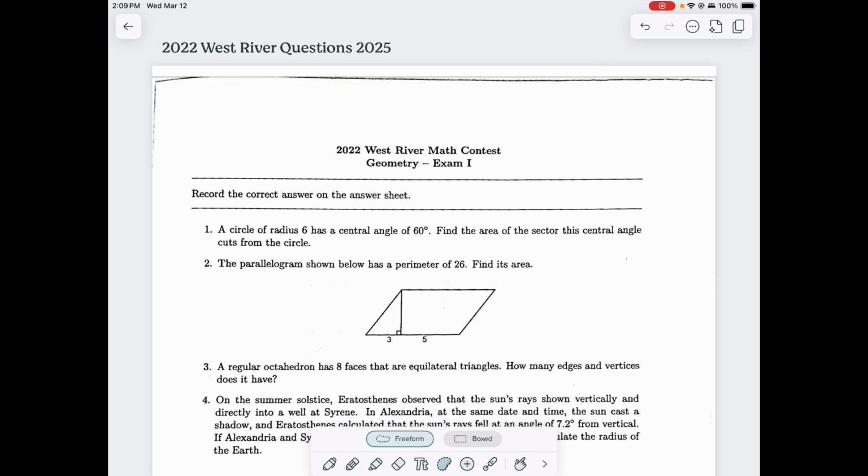Question number 1. A circle of radius 6 has a central angle of 60 degrees. Find the area of the sector that this central angle cuts from the circle. Now, many of you may not be at sector area yet or with circles. That's a chapter 10 topic. But once you do, you'll understand this problem a bit more.